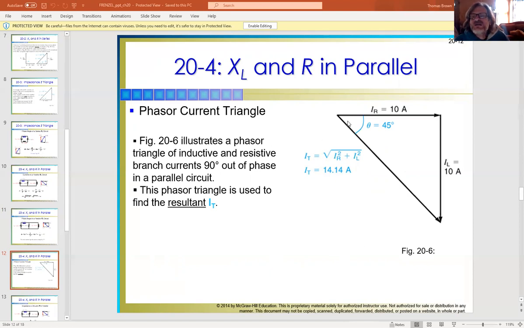So yeah, he takes a look a little more closely at the phasor current triangle in this case. And he makes a nice even one, of course, right? 10 amps on each side. So come out with 100 plus 100 and just do a square root of that. Square root of 2, 1.414. So you can see in this one that the current would be actually pretty high, right?